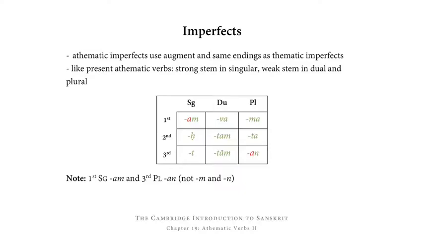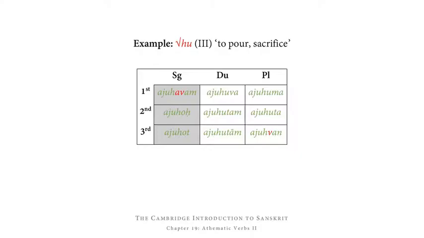So we don't just have an ending m and n, but we have am in the first singular and an in the third plural. When we look at an example paradigm of an athematic verb in the imperfect, we will see what effects those endings beginning with vowels have.